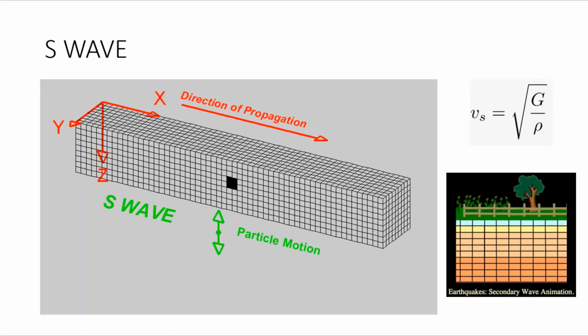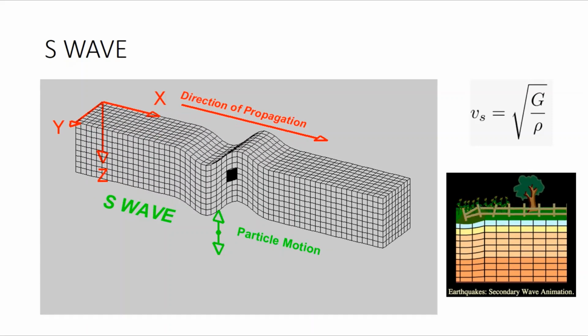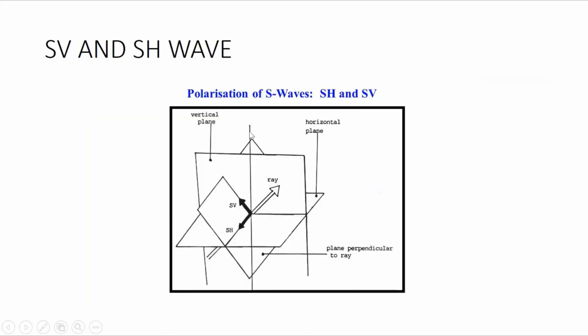Mathematically, the direction of the wave is generally perpendicular to the direction of propagation. So to simplify, some seismologists define two types of S-wave. There are shear vertical waves, or SV waves, and shear horizontal waves, or SH waves.